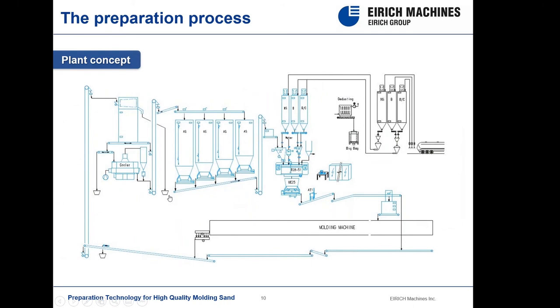This is a plant concept of how a sand preparation system will work in a foundry. So we have the silos with the new sand and the bentonite. It can be bentonite or carbon in here, or coal. And after this, it goes to a sand silo that goes on top of the mixer. Below the silos, you have the weighing system, which handles the very precise weighing of the additives and also the new sand.